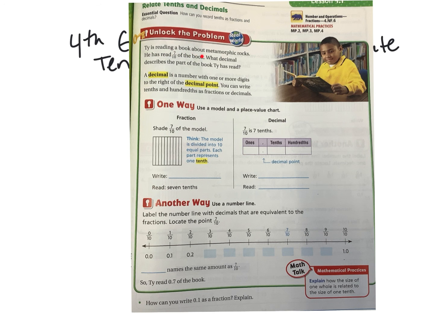Ty is reading a book about metamorphic rocks. He has read 7/10 of the book. You're familiar with fractions. If you broke that book into 10 equal chapters, he read 7 of them. What decimal describes the part of the book Ty has read? A decimal is a number with one or more digits to the right of the decimal point.